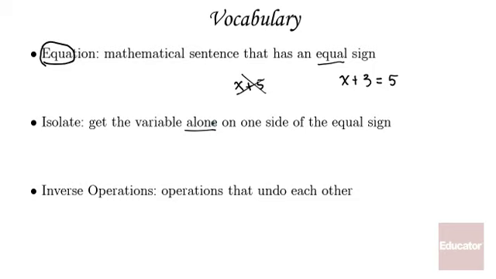Inverse operations are operations that undo each other. Another way to think of inverse is opposite. Opposite operations. So operations that undo each other. For example, addition is the inverse to subtraction. And multiplication, oops, let me rewrite that. Multiplication is the inverse to division. Those are operations that undo each other. So if you add something and subtract it, you've canceled out the operation.